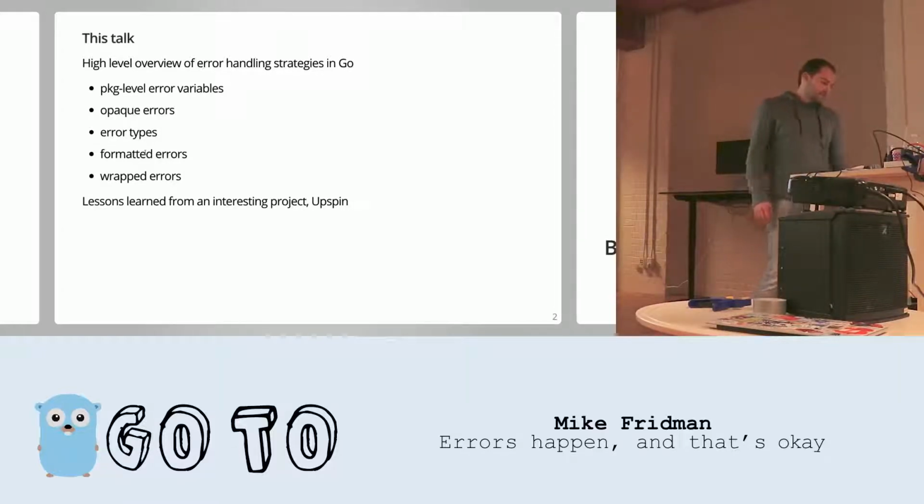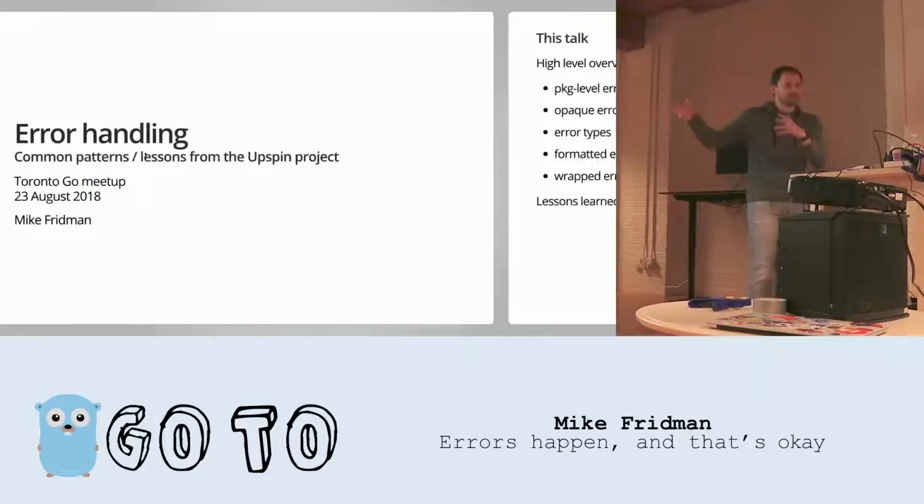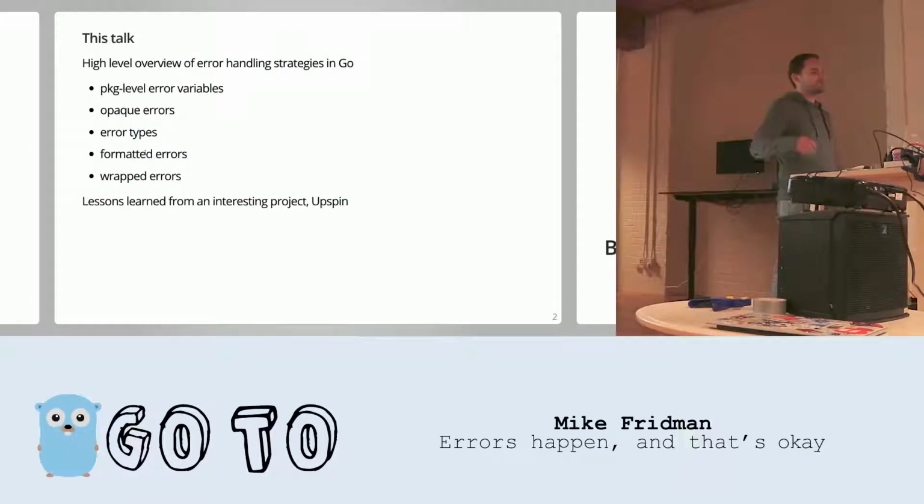So briefly, some common patterns. We have package level error variables. These are also called Sentinel errors. And by the way, a lot of these things that you're going to see are a rehash of David Cheney's talk from 2016 GopherCon, but I thought I would just mention them here at a high level. So we've got Sentinel errors. These are usually either exported or unexported package level variables.